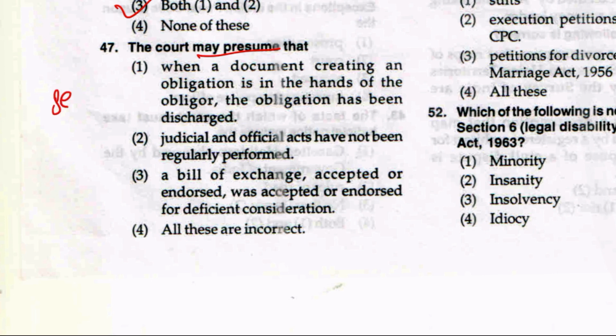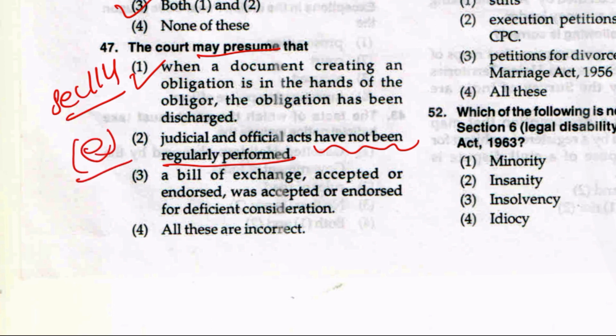See section 114 of Evidence Act, and according to that only first option is correct. The second one is incorrect because it is written that acts have not been regularly performed, whereas in illustration E they should have been regularly performed. Option 3 is related to illustration C, and here it is mentioned that deficient consideration, whereas in illustration C it is mentioned as good consideration. And first option is illustration I. The right answer here is option number 1 only.